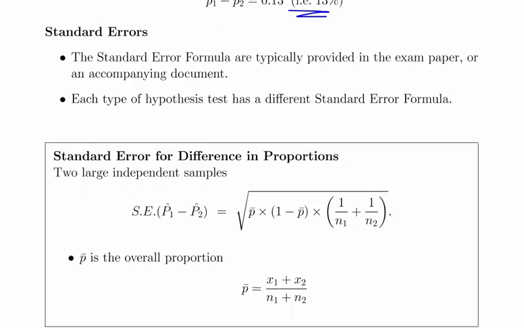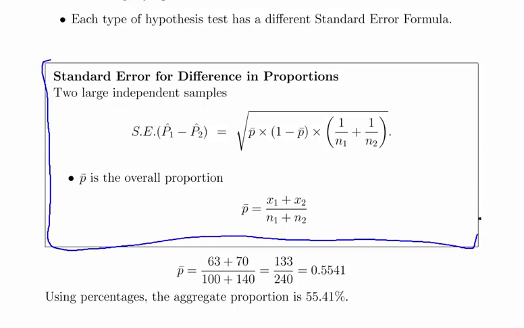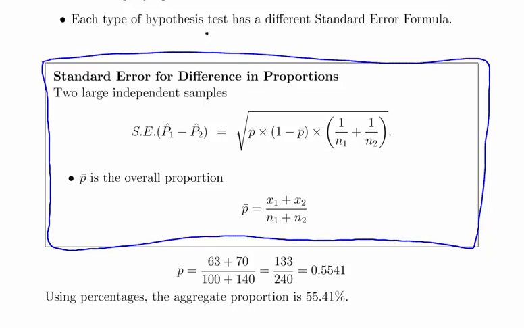Now this is the standard error formula, and this is a big part of the test statistic. This is particularly used for hypothesis tests. There's actually a different one for confidence intervals, though it's very similar in terms of construction. So what we have here is P bar times 1 minus P bar times 1 over N1 plus 1 over N2. So it's a bit of work there.